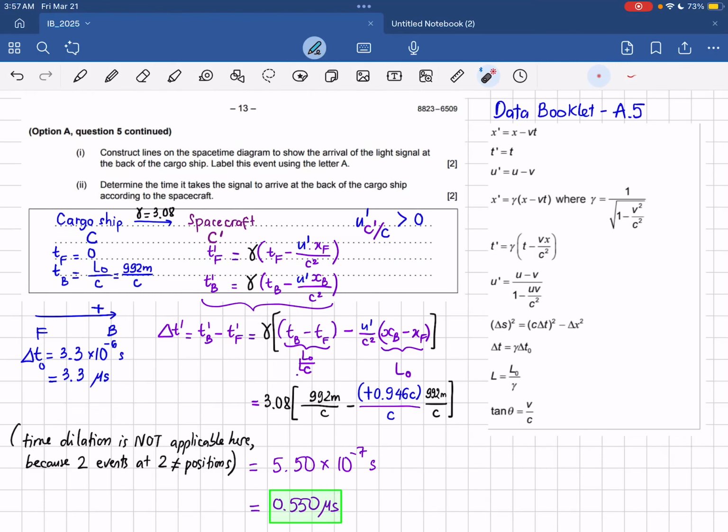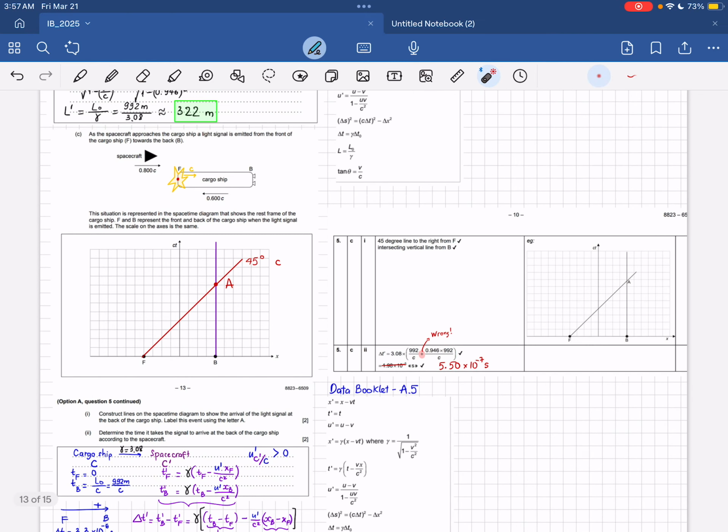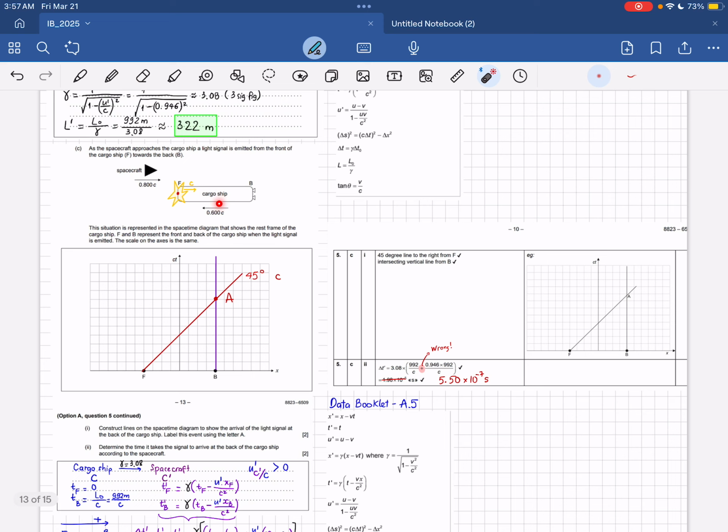Okay, last but not least, question two in the C part. Determine the time it takes the signal to arrive at the back of the cargo ship according to the spacecraft. Here again it asks us to see how the time is being observed from the spacecraft reference, and we can see that the event actually occurs on the cargo ship, right? And now we're standing on the spacecraft to observe something happening here.